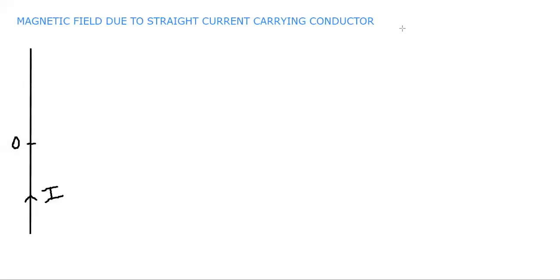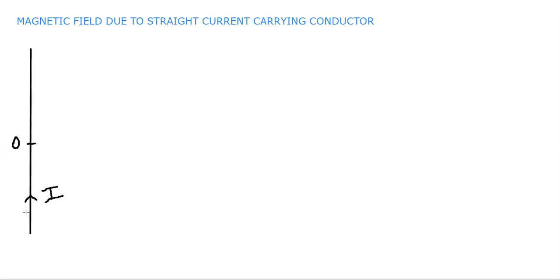So in the last video, we calculated the magnetic field due to a circular ring, due to a current carrying circular coil or ring, at its axis, at center, at surface. Now today in this video, I'm going to find the magnetic field due to a straight current carrying conductor.